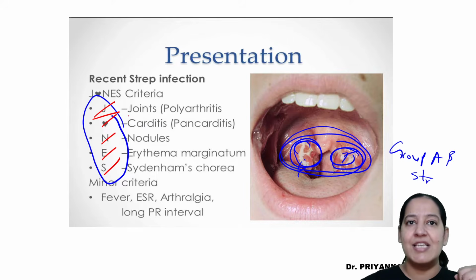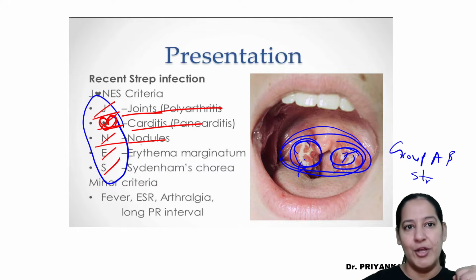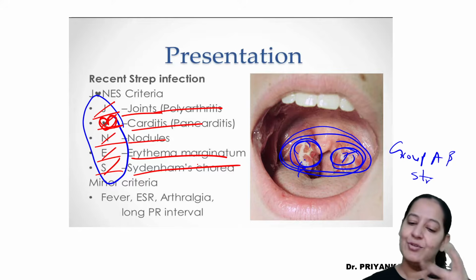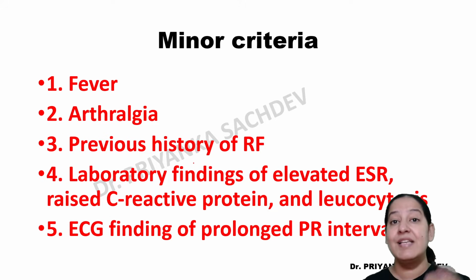Jones. J stands for joints, polyarthritis. O, make a heart out of O. So that is carditis, pancarditis. N for nodules, subcutaneous nodules. E for erythema marginatum, and S for Sydenham's chorea in the brain. So this is a mnemonic if you want the mnemonic. These are the 5 major.